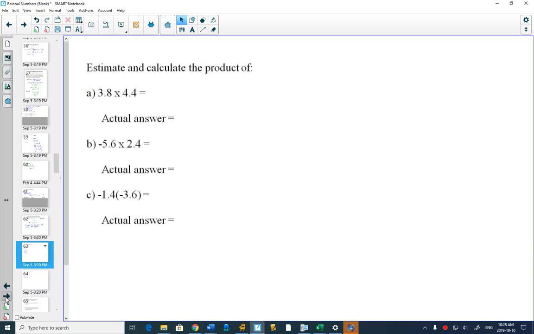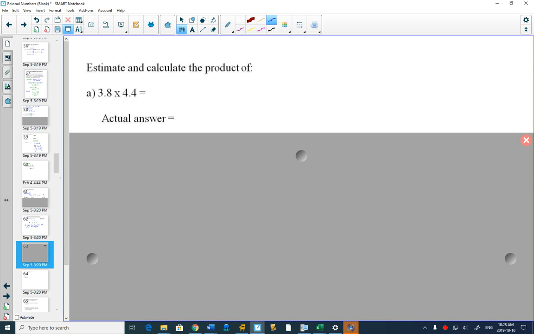Now we're going to estimate with multiplication. What is, I'm going to just, so you don't see too many numbers at the same time. What's 3.8 close to? 4. What's 4.4 close to? What's 4 times 4? Close. 16.